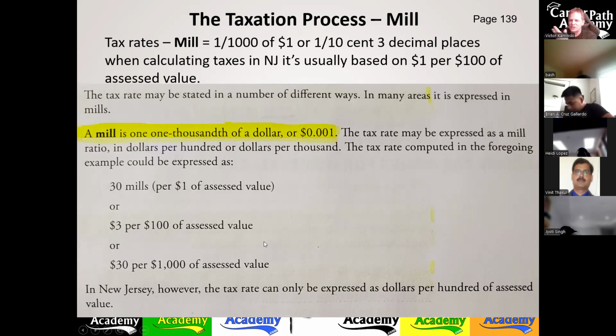But in New Jersey, they actually use the mill rate. It's $3 for every $100 of assessed value, or whatever dollar figure they're using. It's per $100 of assessed value when you're calculating a mill rate. This is just an example that they give right here. So in New Jersey, however, the tax rate can only be expressed as dollars per $100 of assessed value, not per $1,000. So that's the taxation process of a mill.